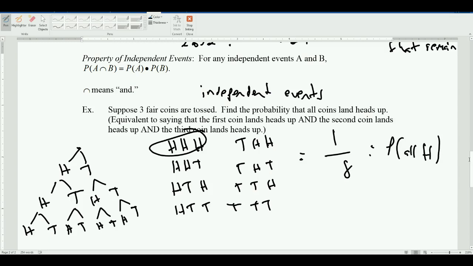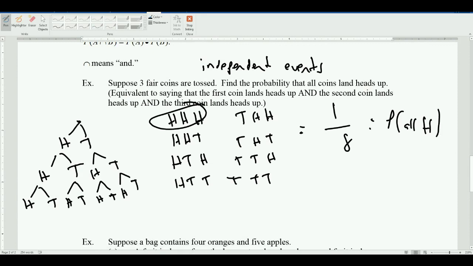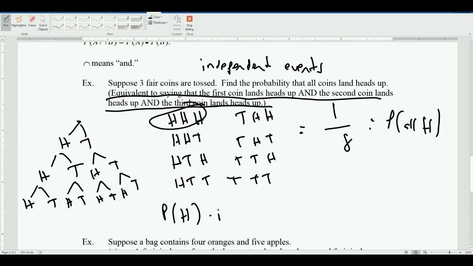Now, there's probably an easier way. That's the reason why these formulas are created. So we can do it like this. If you read this down here, the first coin lands heads up, and the second coin lands heads up, and the third coin lands heads up. So what that is, I do probability of heads times probability of heads on the second coin. This is heads 1 on the first coin, heads 2 on the second coin, and then a third heads on the third coin. So these are 3 totally independent events. So what's your probability? And this should be easy now.